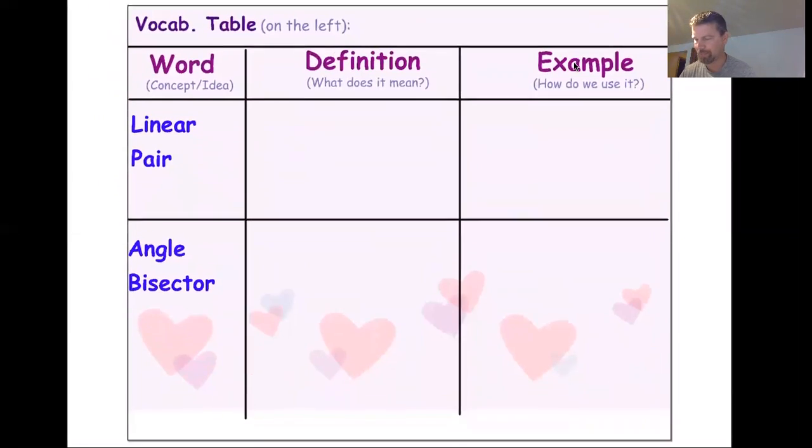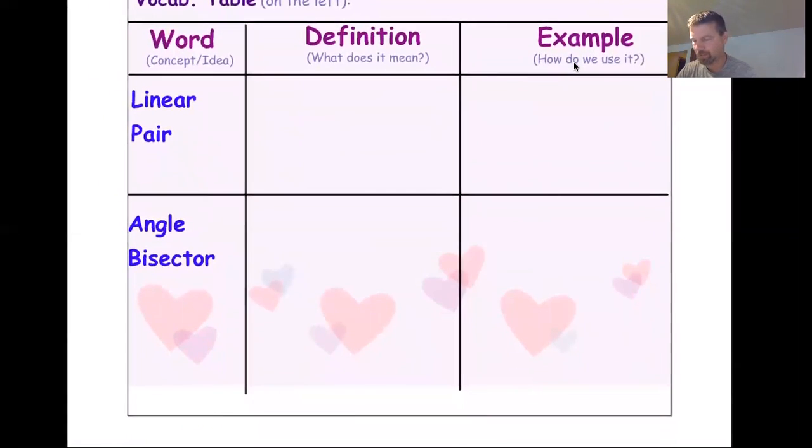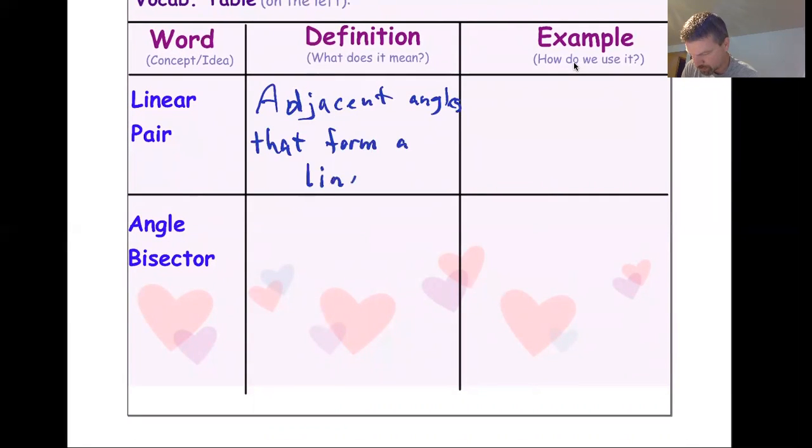Okay, moving on. Linear pair, I had talked about this before. A linear pair are adjacent angles. Adjacent means next to again. That form a line. An example would be those two angles, angles 1 and 2. The two angles that are adjacent, they're next to each other, and they form a line.